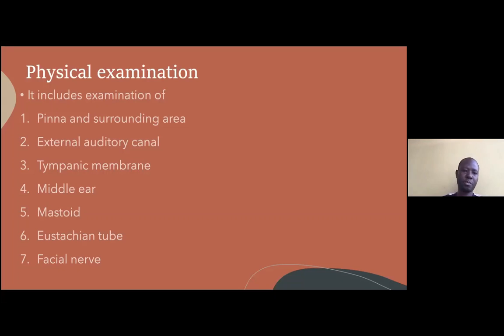the middle ear. Sometimes, if there is a big perforation of the tympanic membrane, you can actually see through to the middle ear, and you can see some of the ear bones, the ossicles: the malleus, the stapes, and the incus. Sometimes you can see a fluid level in the middle ear, which signifies serous otitis media.